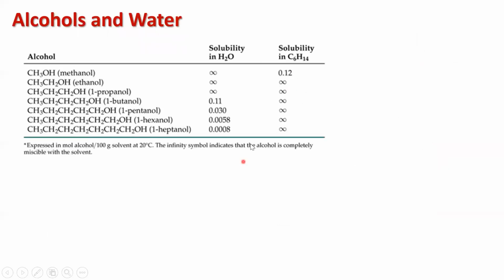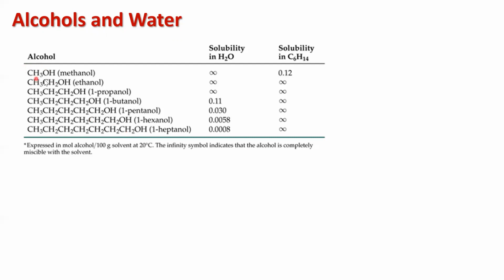Now, when we talk about alcohols, okay, we can look at the relationship between alcohols and water, okay, how alcohols will dissolve in water. So here we have a little table. These are all different alcohols, okay? A couple of things we should notice, okay? All of the formulas have this OH group in it. So we've got an OH here, and we've got an OH here, and we've got an OH here. That's the functional group that classifies these molecules as alcohols.